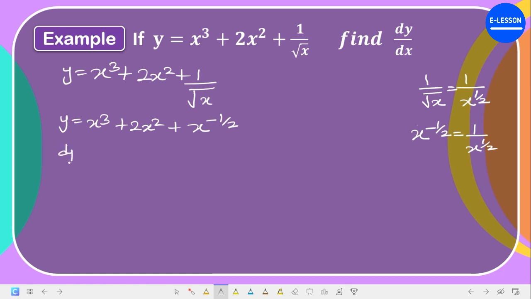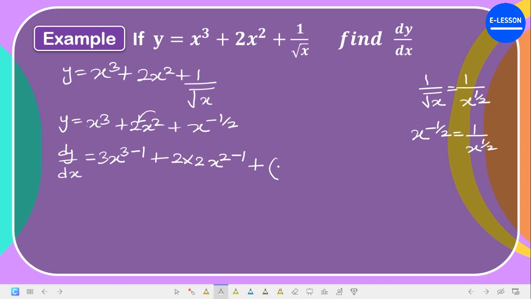Now find dy/dx. What do we do? 3 times the invisible 1 here makes it 3. Then x to the power 3 minus 1, subtract 1 from the power, plus, now this is 2. The coefficient here is 2. So we say 2 times 2, giving 2 times 2x, then you subtract 1 from the power, 2 minus 1, plus, brackets.